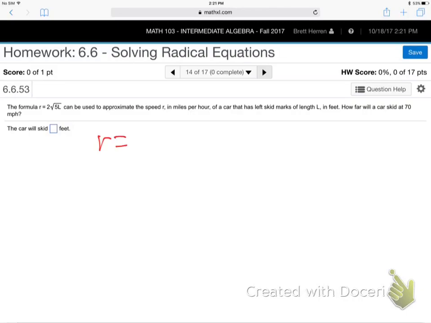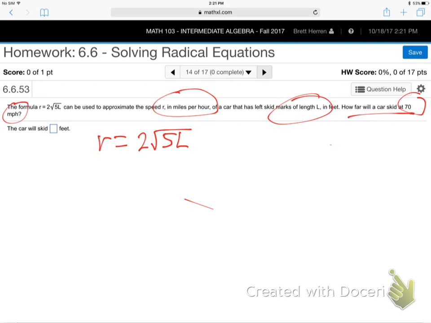Okay, r equals 2 square root 5L. R is your rate, your miles per hour. L is the length of your skid. Police can use this to figure out how fast you were going by measuring the skid marks. So how far will a car skid at 70 miles an hour? If you're driving 70 miles an hour, hit the brakes, how far will you skid?